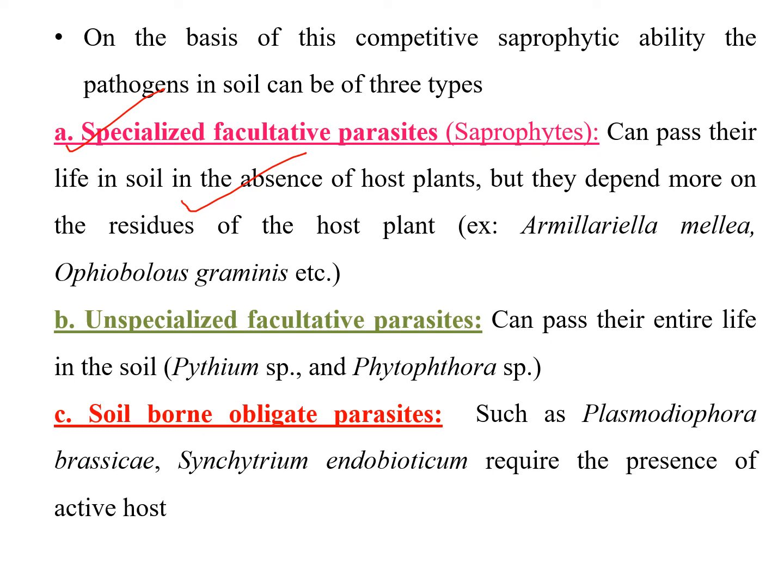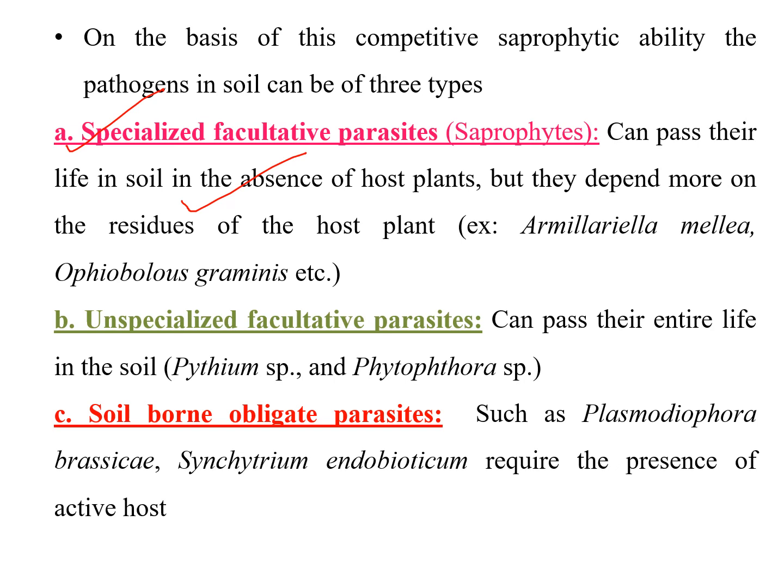And the second category is unspecialized facultative parasites, meaning they are not specialized. That means they can lead the saprophytic life cycle, but they can become a pathogen also. That means they can pass their entire life in the soil. Example, Pythium and Phytophthora are unspecialized facultative parasites.